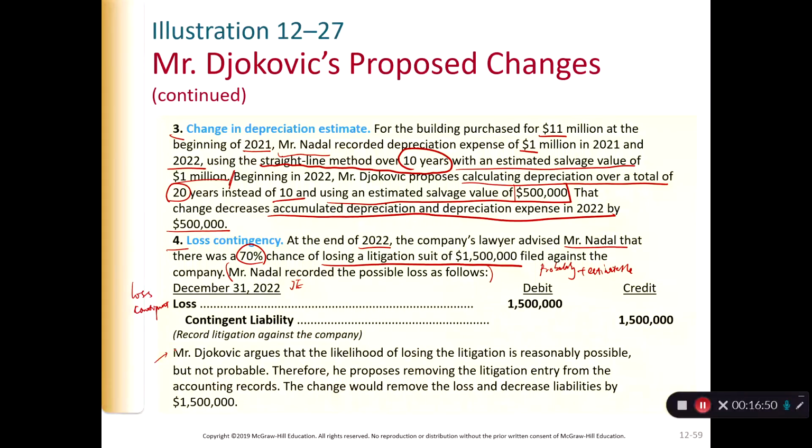However, Mr. Djokovic argues that the likelihood of losing the litigation is actually not probable, is reasonable possible. So in other words, in Djokovic's mind, 70% is not high enough to consider a loss yet, right? But not probable. Therefore, he proposed to removing the litigation entry from accounting records, and this will remove the loss and decrease the liability about $1.5 million.